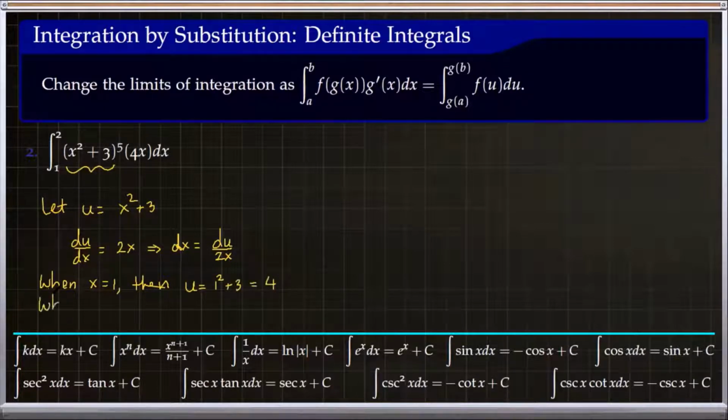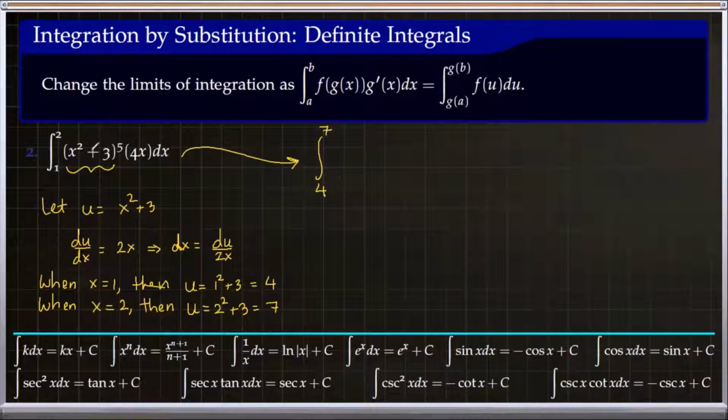And similarly, when x equals 2, then u equals 2 squared plus 3, which is 7. So these will be our new limits of integration. So now we are ready to convert this integral in terms of u. So our new limits of integration are 4 and 7. So we put them down.